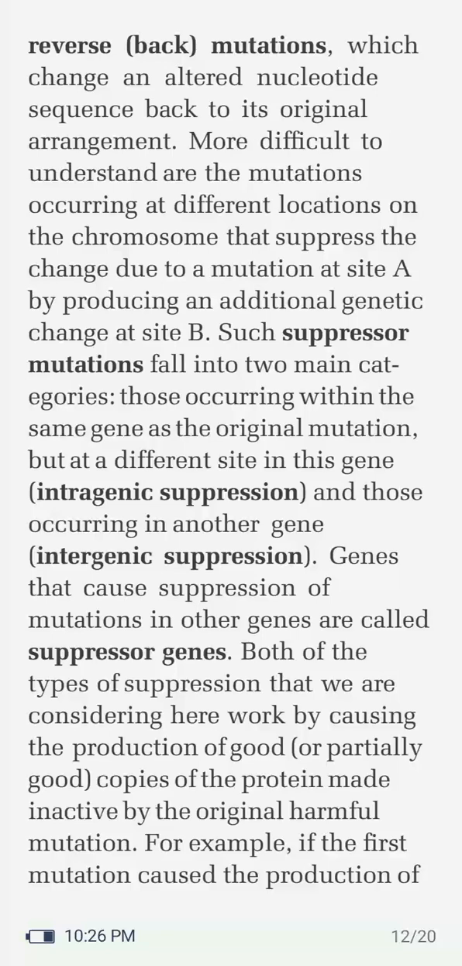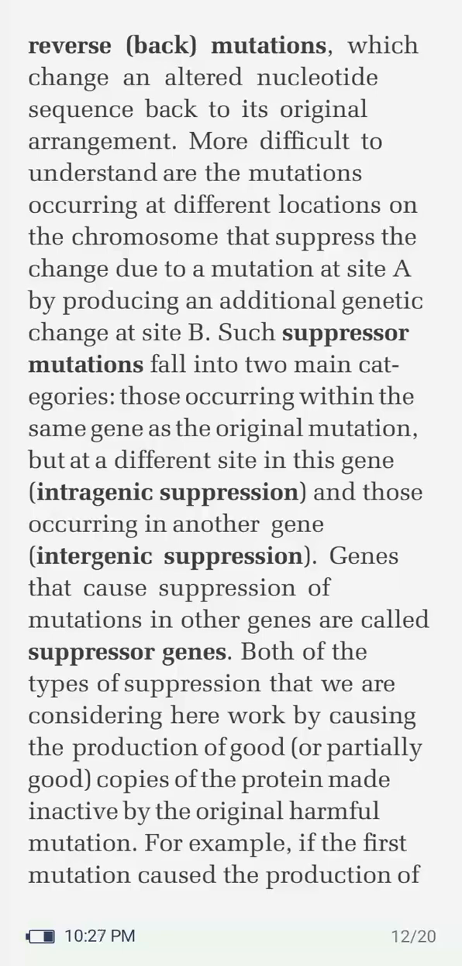Such suppressor mutations fall into two main categories: those occurring within the same gene as the original mutation, but at a different site in the gene, intragenic suppression, and those occurring in another gene, intergenic suppression. Genes that cause suppression of mutations in other genes are called suppressor genes. Both types of suppression that we are considering here work by causing the production of good or practically good copies of the protein made inactive by the original harmful mutation.